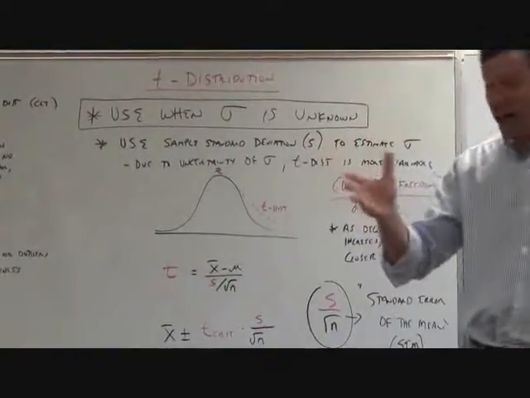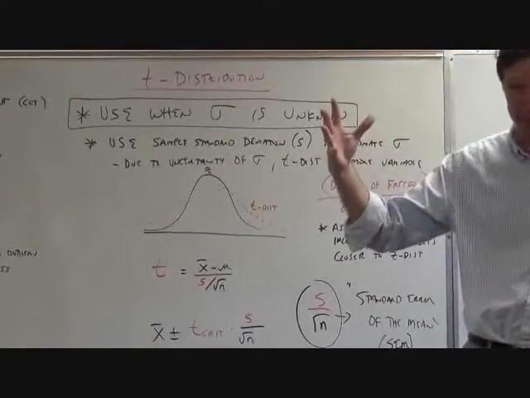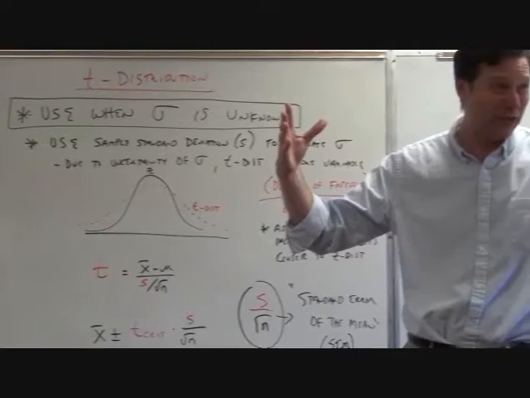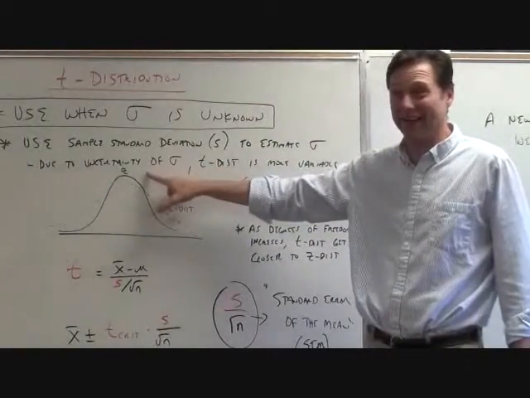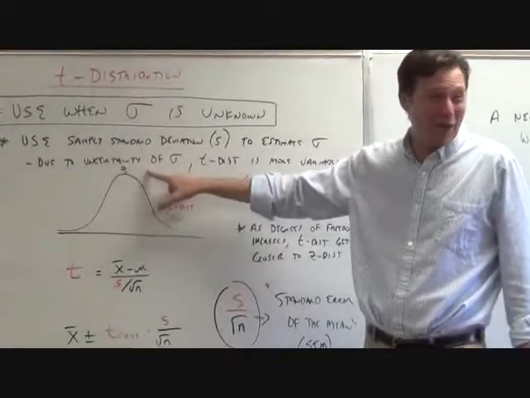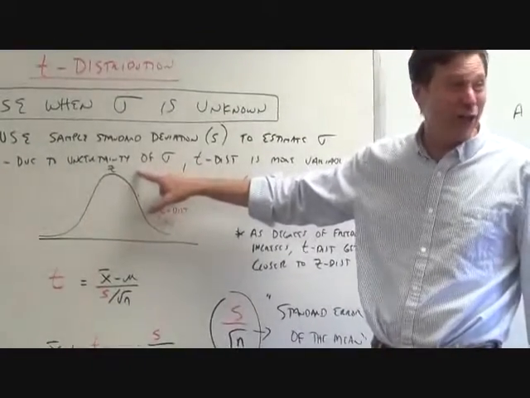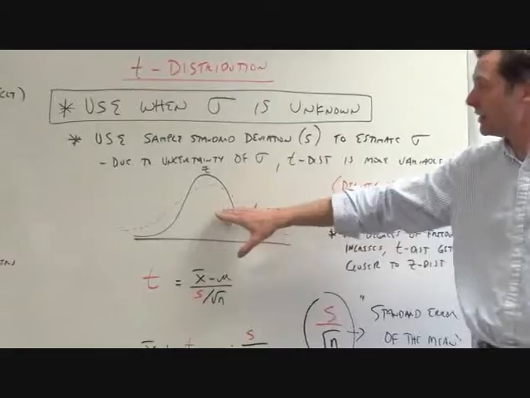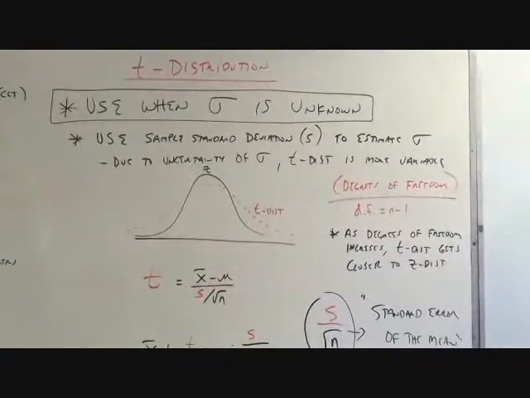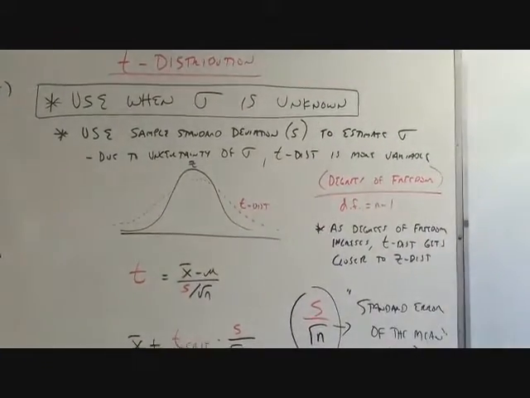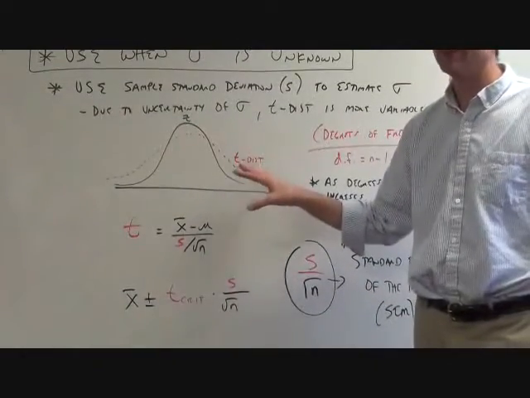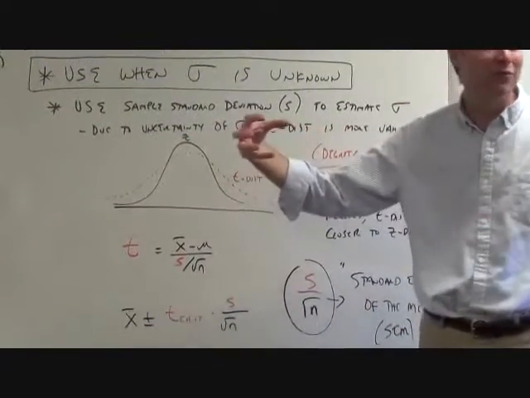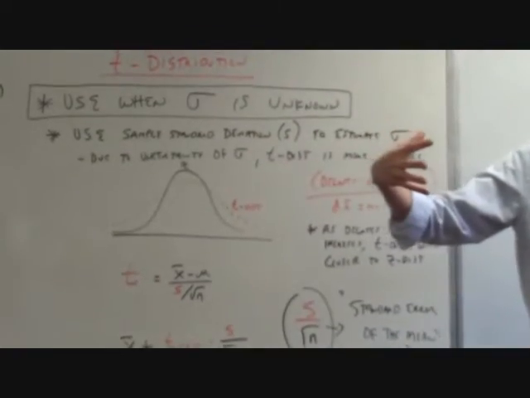Now, due to the fact that we're using the sample to try to predict for the overall population standard deviation, there's a great deal of uncertainty in that. I mean, we know we don't have the right answer. We may not really even be that close. So the t-distribution looks a little bit different than the z-distribution, which is the one we've been using so far. It is a little more spread out. Those x-bars are a little bit further out due to that uncertainty.